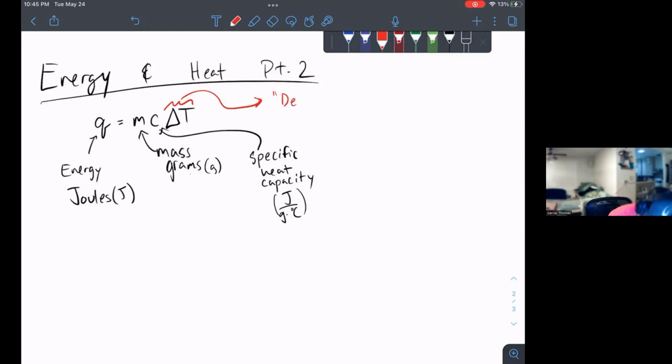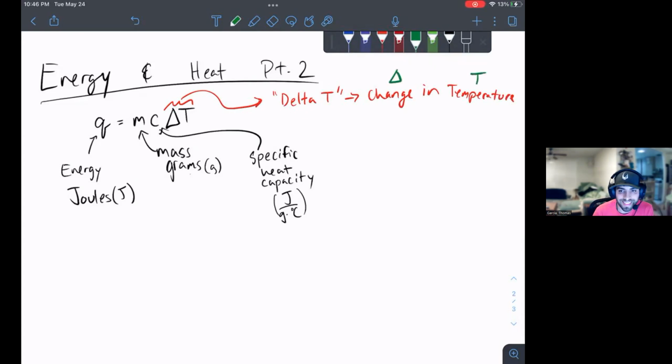We call this delta T, which strictly refers to the change in temperature. Now, the change part comes from the delta, and the temperature comes from the T. So delta T is a change in temperature. We usually figure this out by just taking the temperature final and subtracting the temperature initial. And this is also going to be measured in degrees Celsius. We're going to be using Celsius for this.